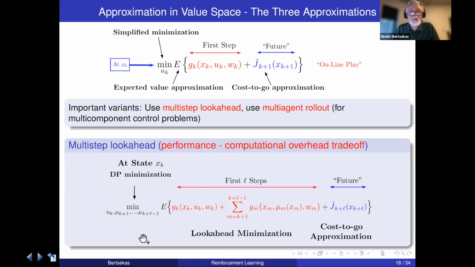So this is multi-step look ahead, and it tends to perform better than one-step look ahead. However, it also requires a lot more computation per stage. So there's a trade-off involving performance and computational overhead. And this trade-off is something that we're going to be discussing in our future lectures. And we're going to quantify what is involved in this type of trade-off.